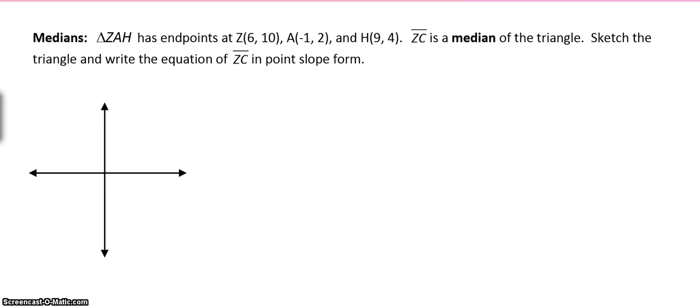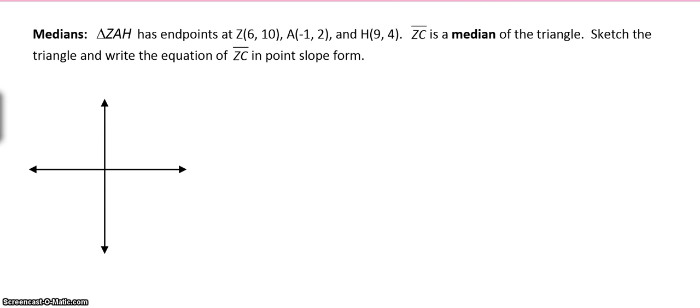Now on to medians. If you remember, a median cuts in half. That's all it does, it cuts a segment in half in a triangle. So triangle ZAH has endpoints Z, A, and H. Let's draw a quick sketch of this. Z would be (6, 10), so it would be about all the way up here. A is (-1, 2), so it would be over here. And H is (9, 4), so it would be about up here. And that would be my triangle.